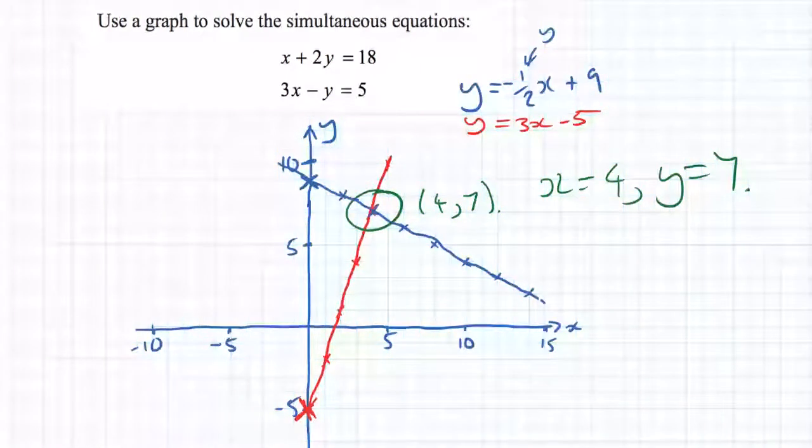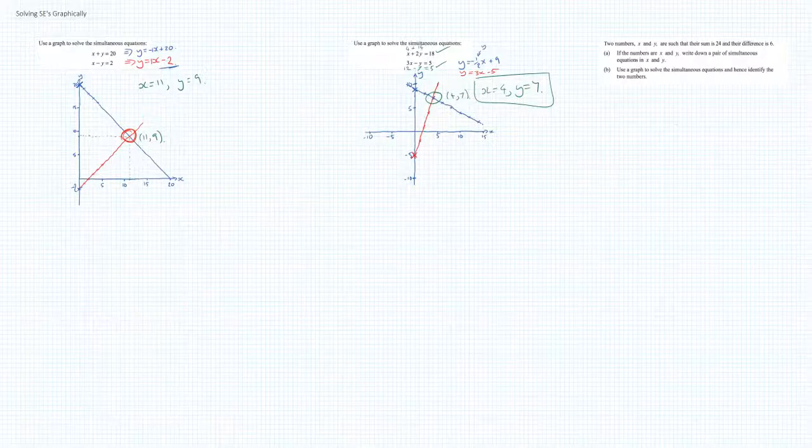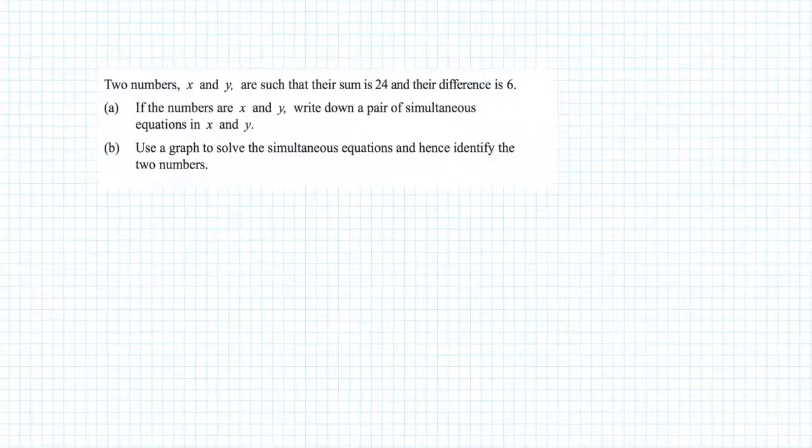Let's check this. Does it work? Well, if I have 4 plus 2 lots of 7, which is 14, yep, it makes 18. If I have 3 lots of 4, well, that's 12, and I take away a 7, yep, I get a 5. This is correct.